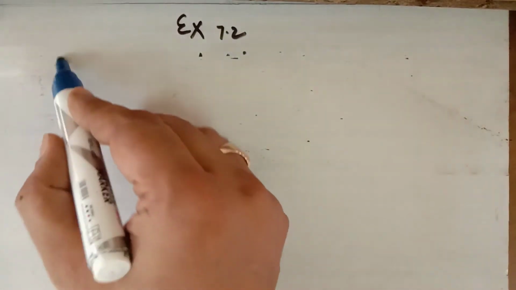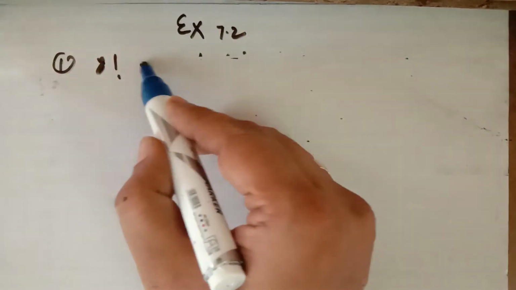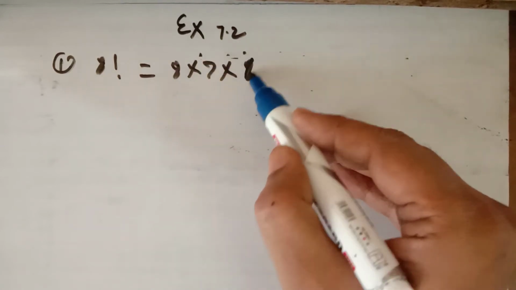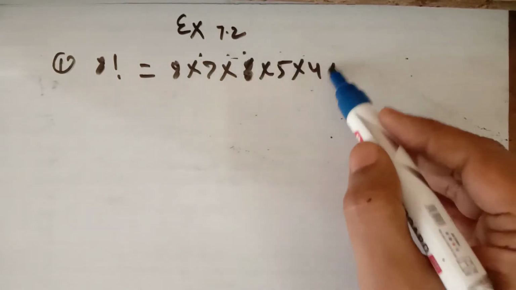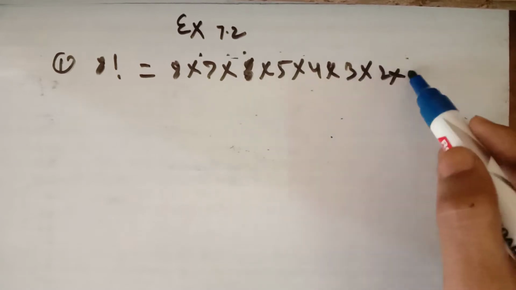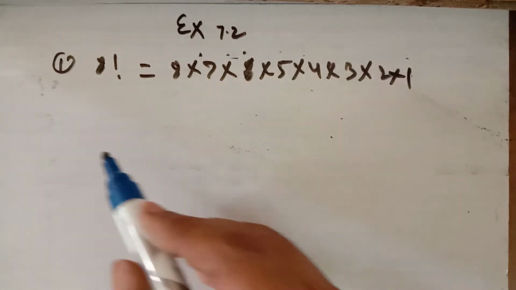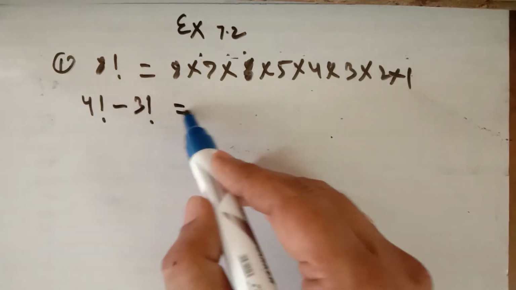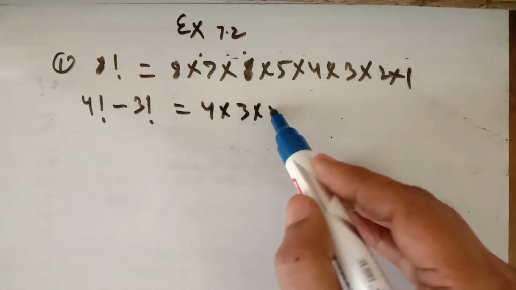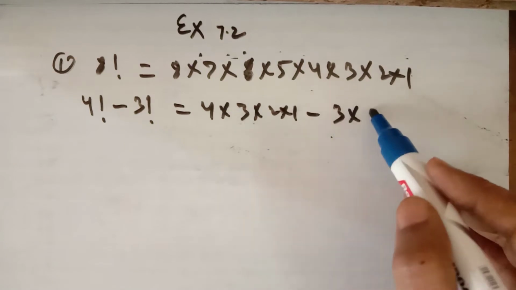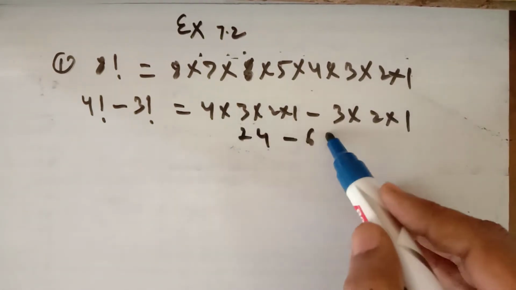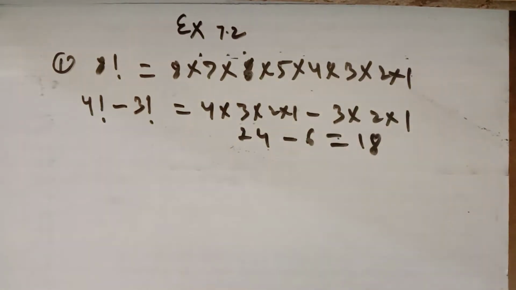Question number 1: you have to find 8 factorial. So you simply multiply this 8 by all its preceding natural numbers like this. Now in the other part, you have to find 4 factorial minus 3 factorial, which is 4 into 3 into 2 into 1 minus 3 into 2 into 1. That is 24 minus 6, that is 18. You have to solve like this.